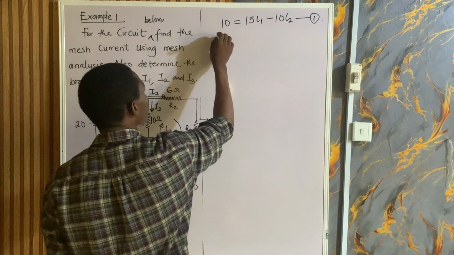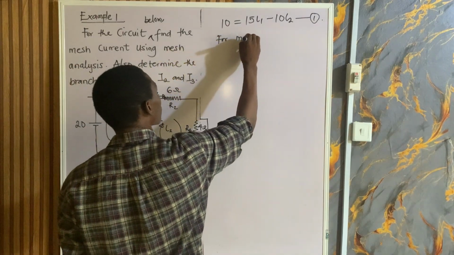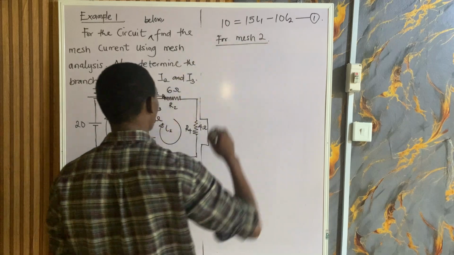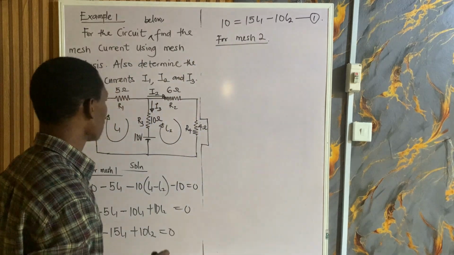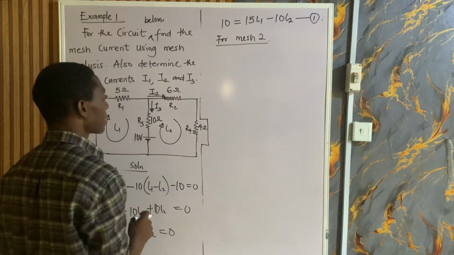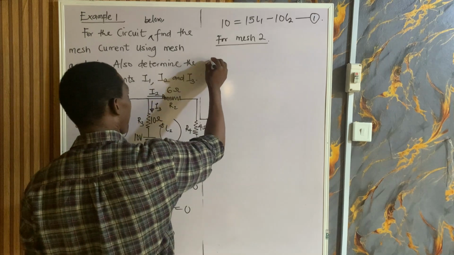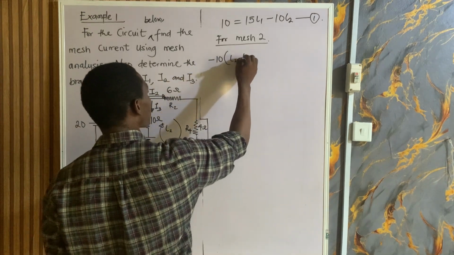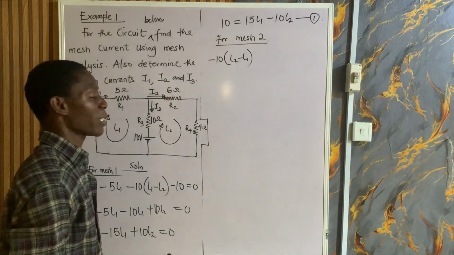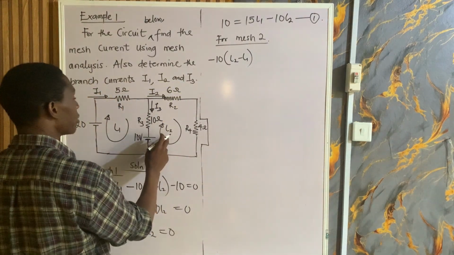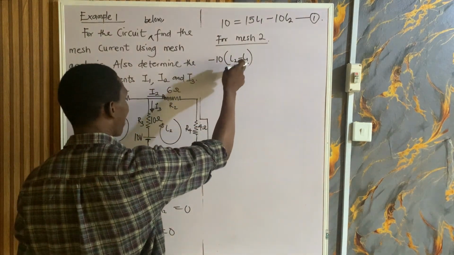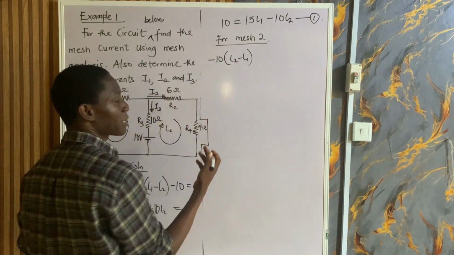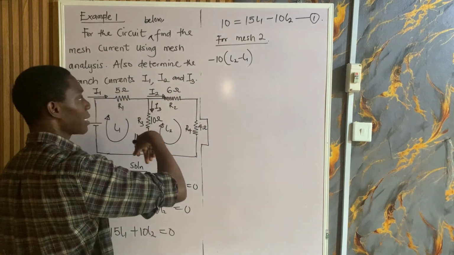Now for mesh 2, what is it going to be? Well, quite simple. Again, let's start from the middle part. This will be minus 10 into I2 minus I1. Now it's going to be I2 minus I1, all because I'm taking mesh 2. So you always begin with 2, then minus the first one. And why is it minus? They are in opposite sense. Why one goes upward, the other one goes downward.